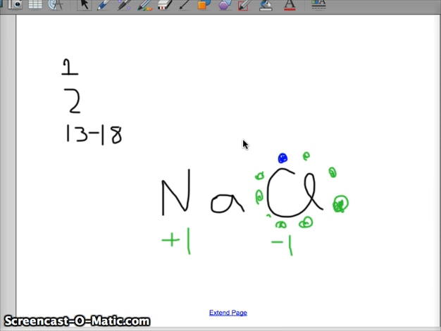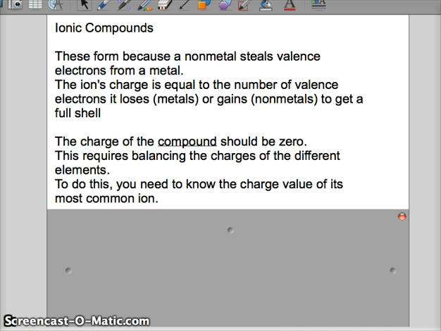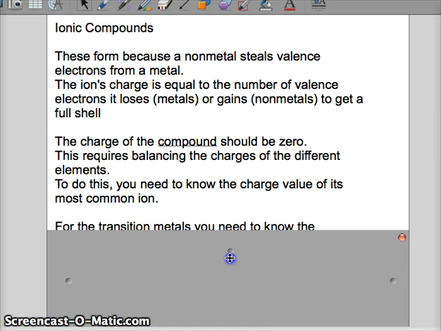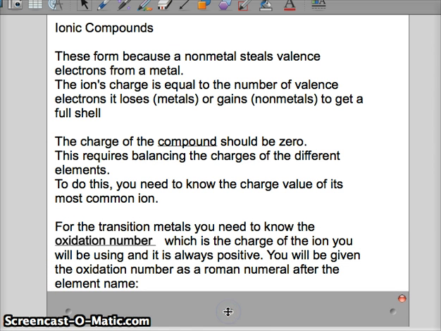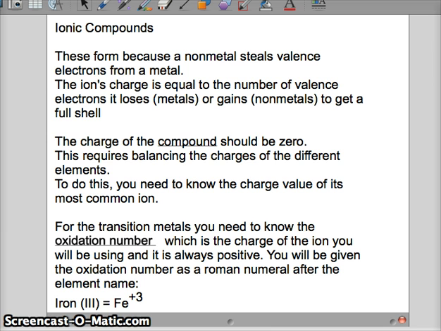So I'm just going to go back to the page that we just had and finish it up by telling you about transition metals. For the transition metals, you'll need to know the oxidation number, which is a charge. It's always going to be positive. Any reason why? It's a metal. That's why. Metals are always positive. I will give you the oxidation number, usually as a Roman numeral written after the element's name. So iron with a Roman numeral of 3 should be Fe+3.